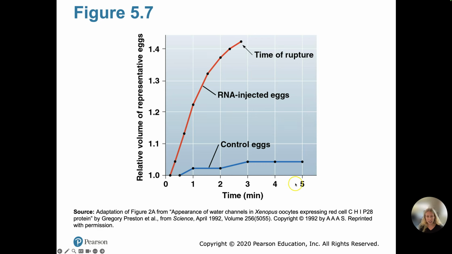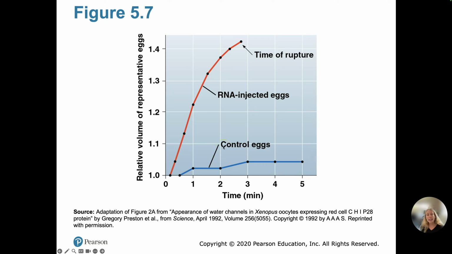The x-axis on this is the time in minutes and the y-axis is the relative volume of the eggs. We can see that the control eggs that were just injected with a buffer, their volume increased slightly at the beginning, but then stayed relatively constant. And even after an hour, it was about a 0.5% increase in volume, and they did not rupture.